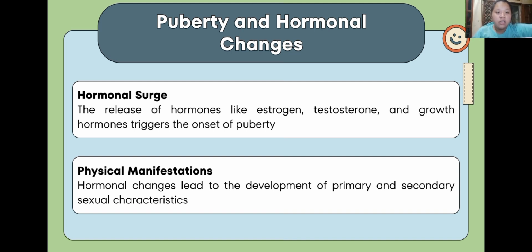Next is the physical manifestations. Hormonal changes during puberty lead to the development of primary and secondary sexual characteristics. Primary sexual characteristics are directly related to reproduction, like the development of ovaries in females and testes in males. Secondary sexual characteristics include physical traits like breast growth in females and a deeper voice in males. These changes prepare the body for adulthood and reproduction.